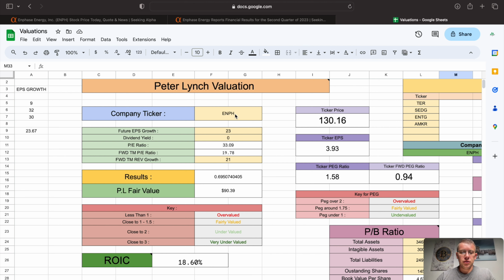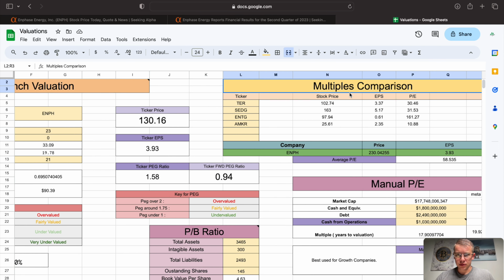Yeah, our ticker symbol, Enphase. We have a future earnings per share growth rate. No dividend, 21% forward revenue growth rate. That gives us a PEG ratio of 1.5 today and a forward PEG of less than one. And if you come down here for the key for PEG, it's very rare to see it. So far, the companies that I value, it's very rare to see less than a one PEG in the next 12 months.